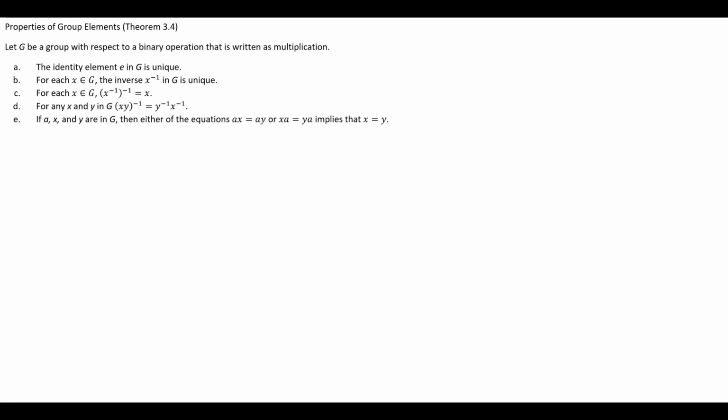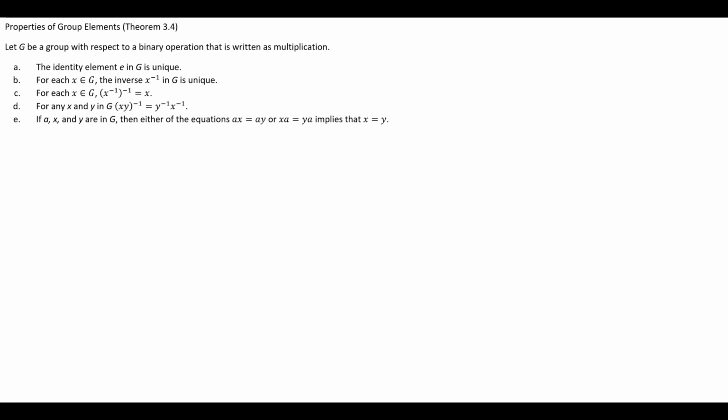In section 3.1, you were introduced to groups. And if you recall, a group is a set that has a binary operation. And on that binary operation, there are a number of properties that this set or this group needs to have. For example, the group needs to be closed under that binary operation. The binary operation has to be associative.